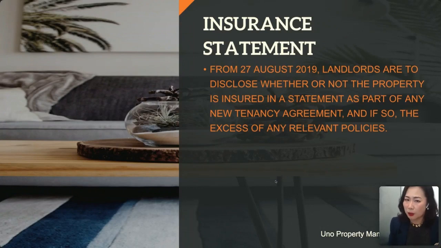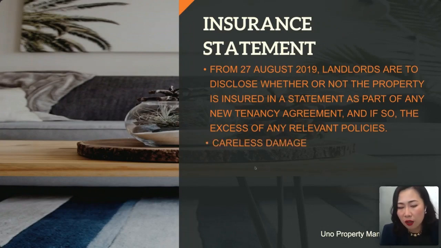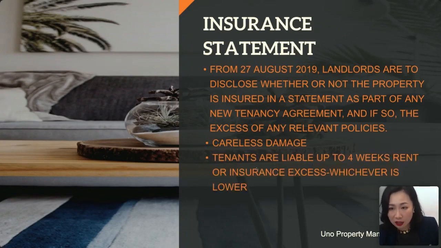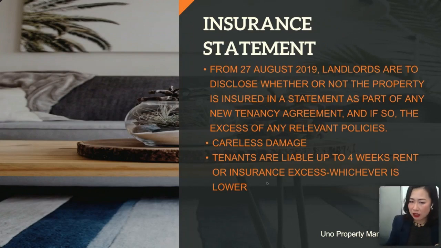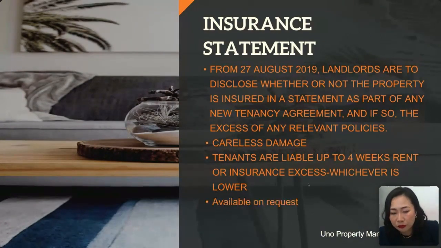landlords are to disclose whether or not the property is insured in a statement as part of your tenancy document, and if so, what the excess of any relevant policies are. Okay, so these are only relevant for careless damage that the tenant has caused for your property. And tenants are only liable for up to 4 weeks rent or the insurance excess, whichever is lower. So in the quiz question, the answer is $1,000, which is the lower of 4 weeks rent or the insurance excess. So you have to make all of these documents available if the tenant requests to see it.